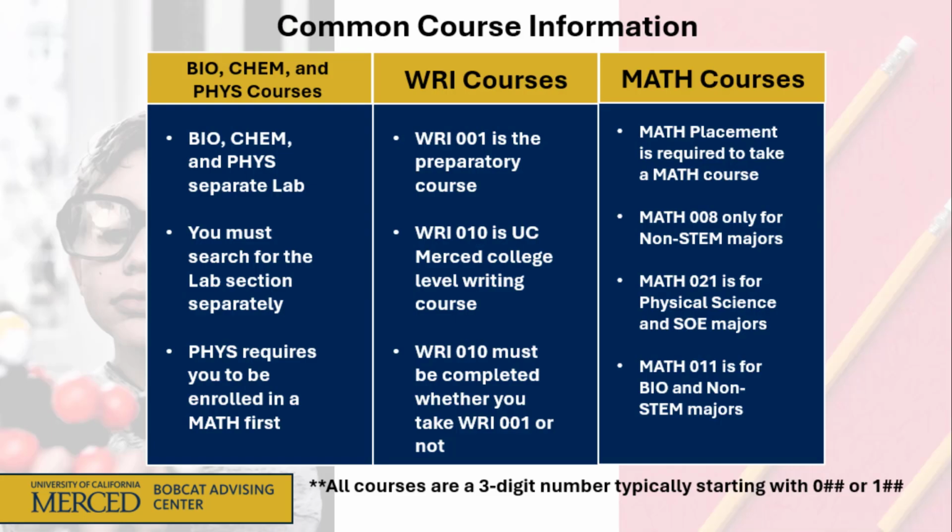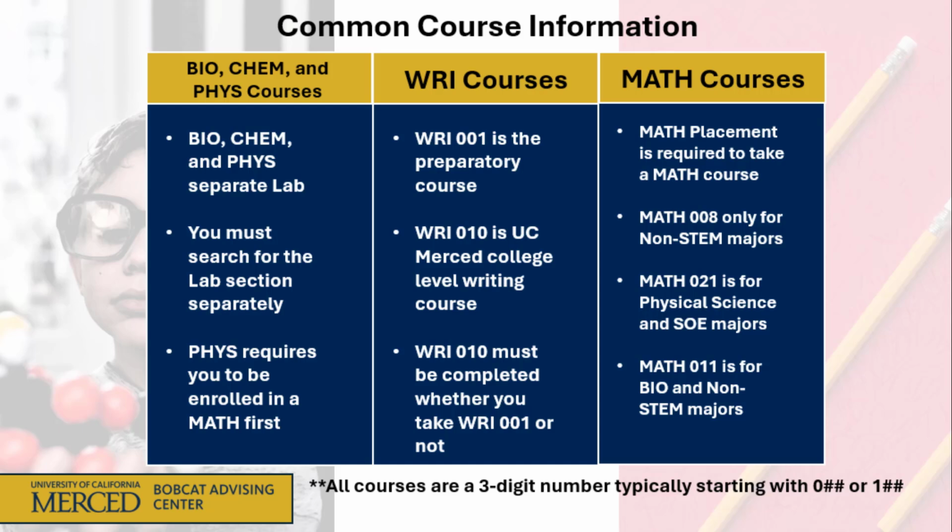A little bit about some general course information. The first thing here we have is Biochem and Physics. These courses typically have multiple sections when registering. For example, a lot of the introductory Biochem and Physics courses have a separate lab. So what that means is that it's not associated together. Therefore, you must search for that lab section separately. Bio and Chemistry both have a lecture, discussion, and lab component, while Physics has a lecture, discussion, lab lecture, and lab discussion section. So if at any point when you are registering for a course you are missing any one component, you will receive an error message.